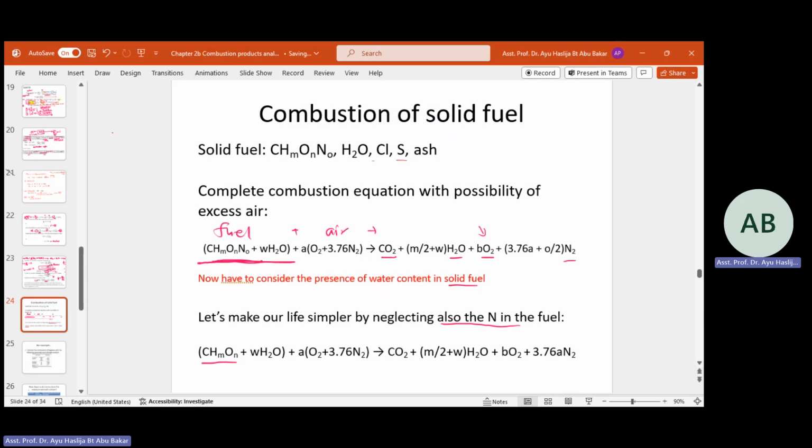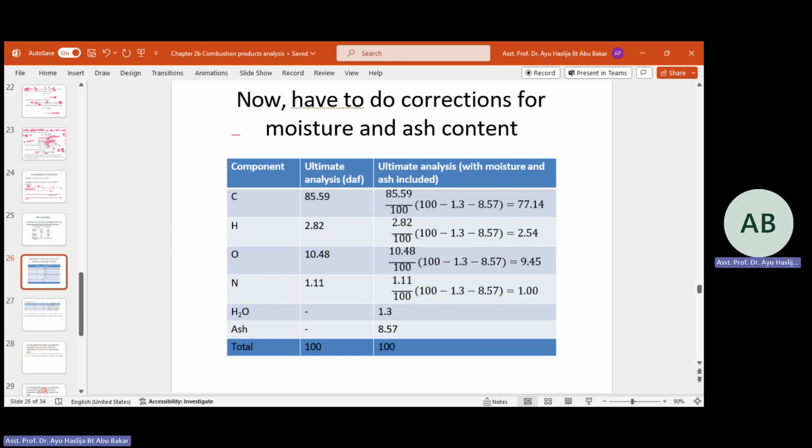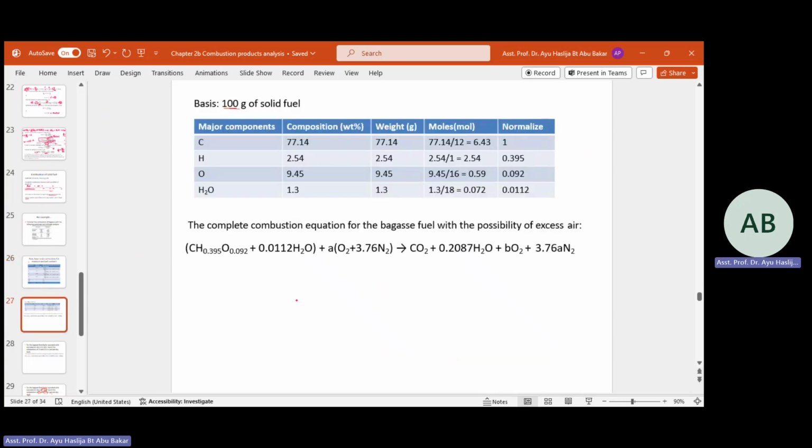But practically you need to include whatever component is in your fuel. This is from the given example previously, the proximate and ultimate analysis of bagasse. So from there we find the chemical formula. Remember? The ultimate analysis. Okay, so remember to normalize the moles with respect to C. So you will get, in the end, this chemical formula of the fuel.